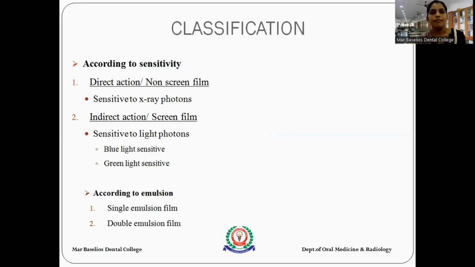And the sensitivity to the visible light is again classified into blue light sensitive films and green light sensitive films. Now the next classification of the X-ray film is based on the emulsion pattern, that is whether it's a single emulsion film or a double emulsion film. A film which has one side emulsion is called a single emulsion film, and which has emulsion on both sides is called a double emulsion film.